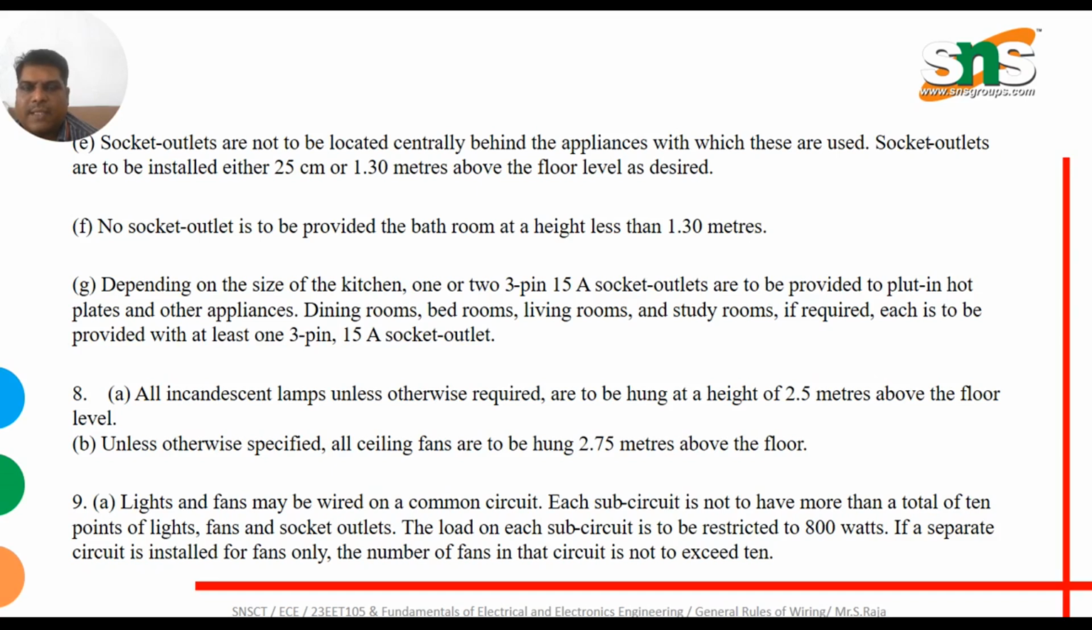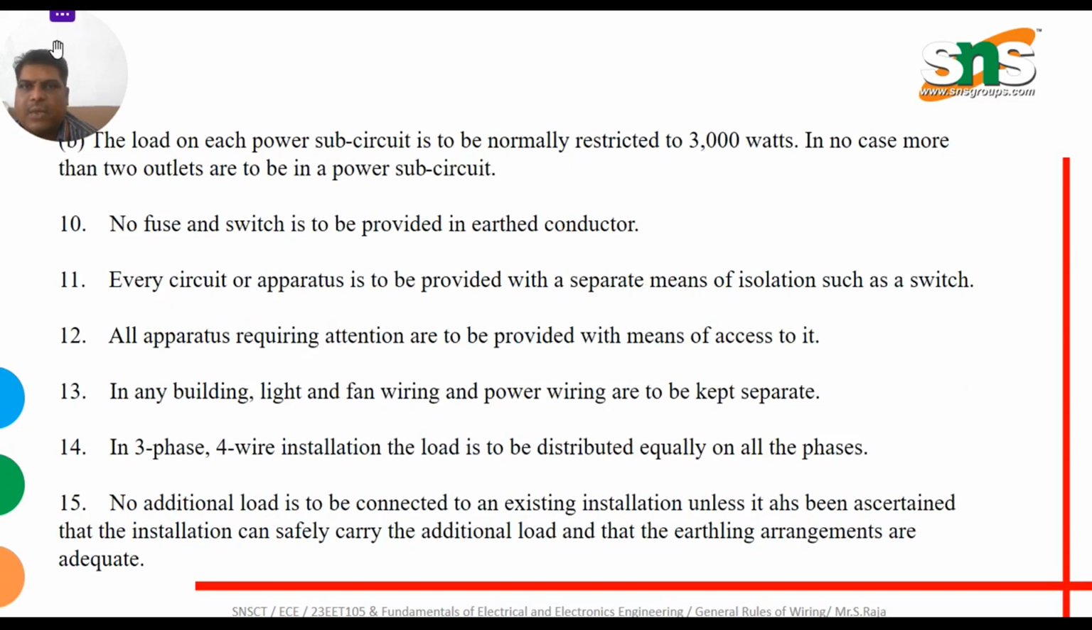The load on each sub-circuit is to be restricted to 800 watts. If a separate circuit is installed for fans only, the number of fans in the circuit is not to exceed 10. The load on each power sub-circuit is to be normally restricted to 3000 watts. In no case are more than 2 outlets to be in a power sub-circuit. No fuse or switch is to be provided in earthed conductors. Every circuit or apparatus is to be provided with a separate means of isolation such as a switch.